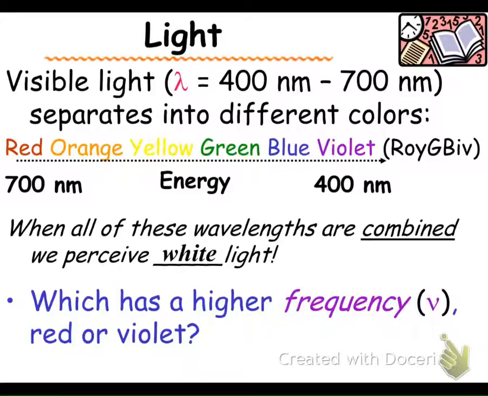So visible light ranges from 400 to 700 nanometers, and we know that it separates into different colors. When we see all of these combined, we perceive white light. So if we're looking at this, which has a higher frequency, red or violet, as you're just looking at these energies? So hopefully you answered correctly that violet has a higher frequency because it has a higher energy.